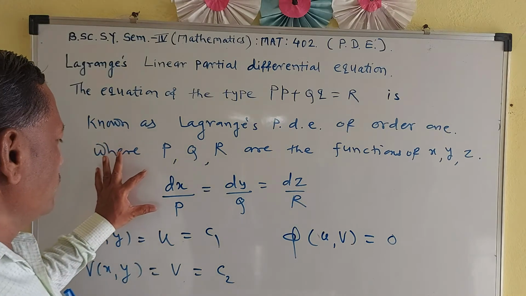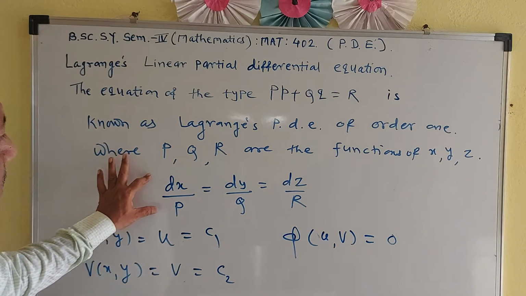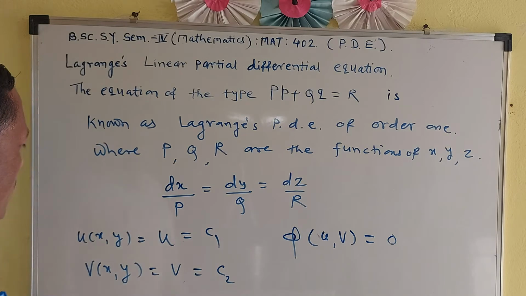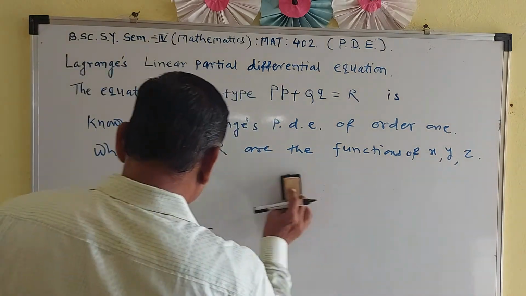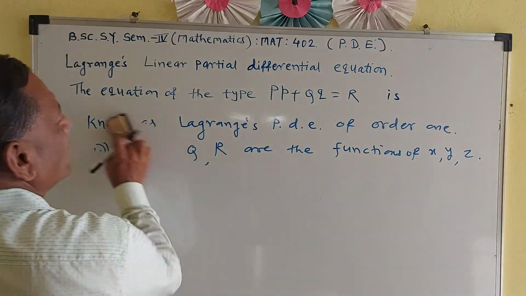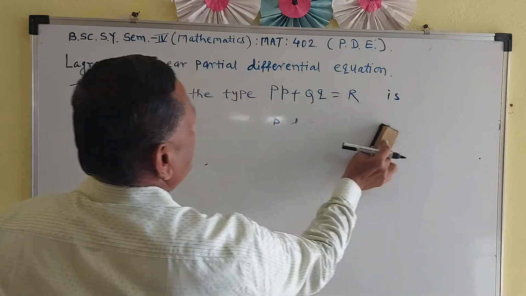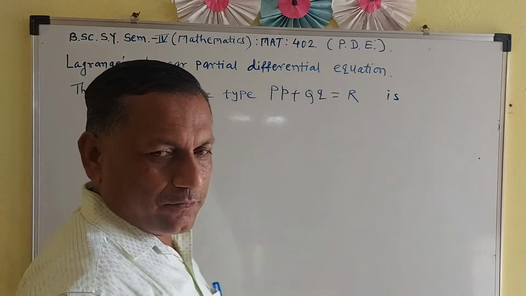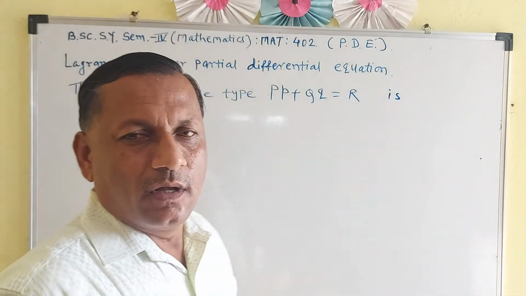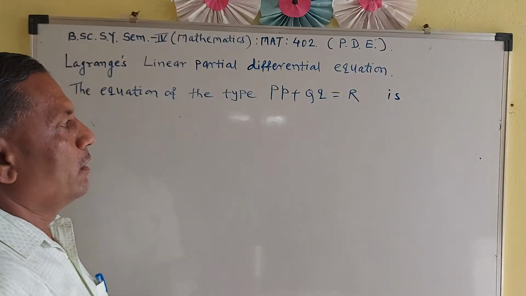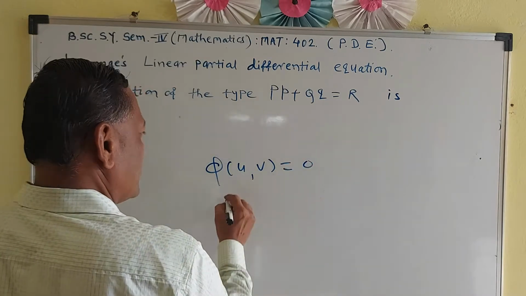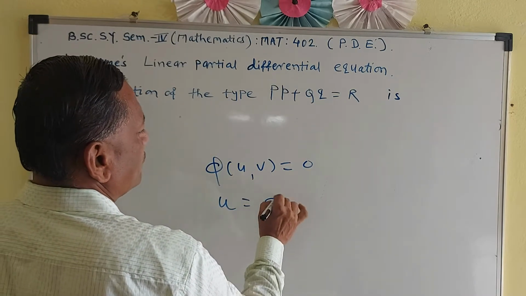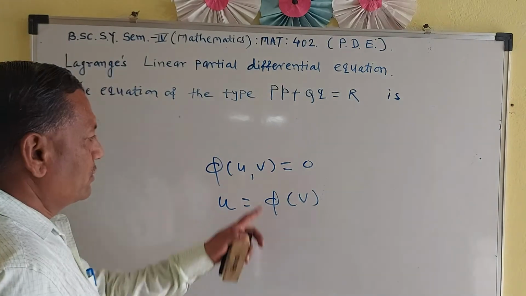So this method is known as the grouping method. So using grouping method we see one example. So you remember that first you find u is equal to c1, then you find v is equal to c2, and the general solution is phi of u, v is equal to 0, or this can be written as u is equal to phi of v also. This or this.